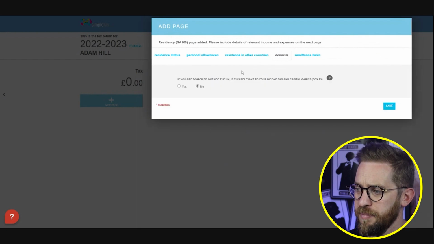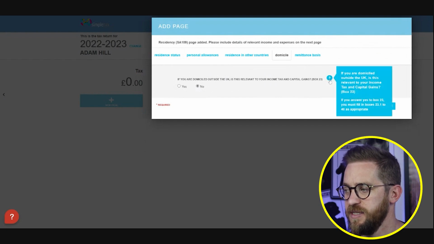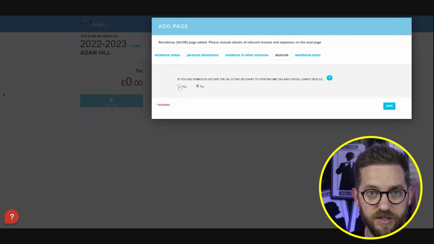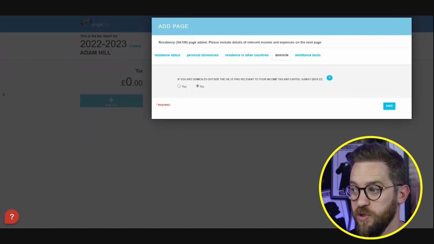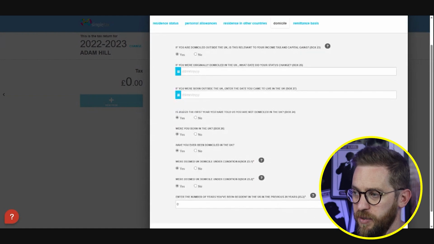The domicile tab. So if you're domiciled outside of the UK, is this relevant to your income tax and capital gains? You can see you've got a drop down here, but essentially what's going to happen if you say yes, which I'll need to in this example, because I'm domiciled outside of the UK, it's going to generate a bunch of additional questions. And you can see them below.